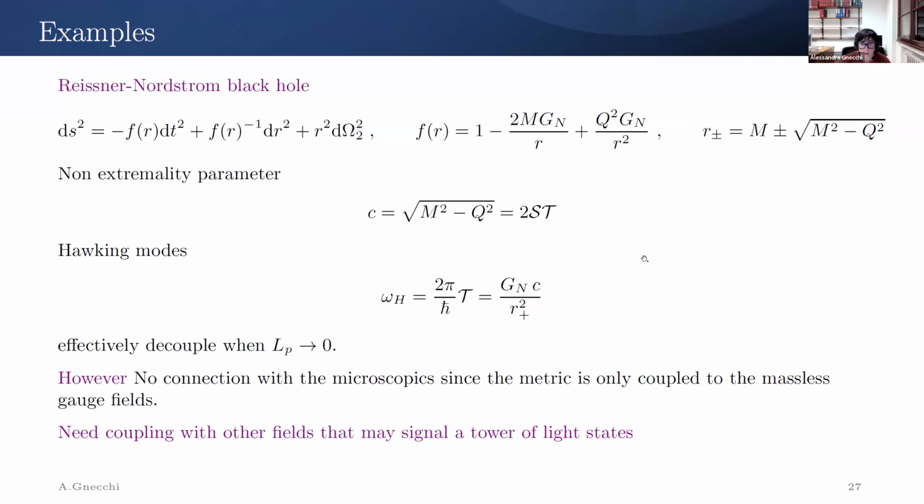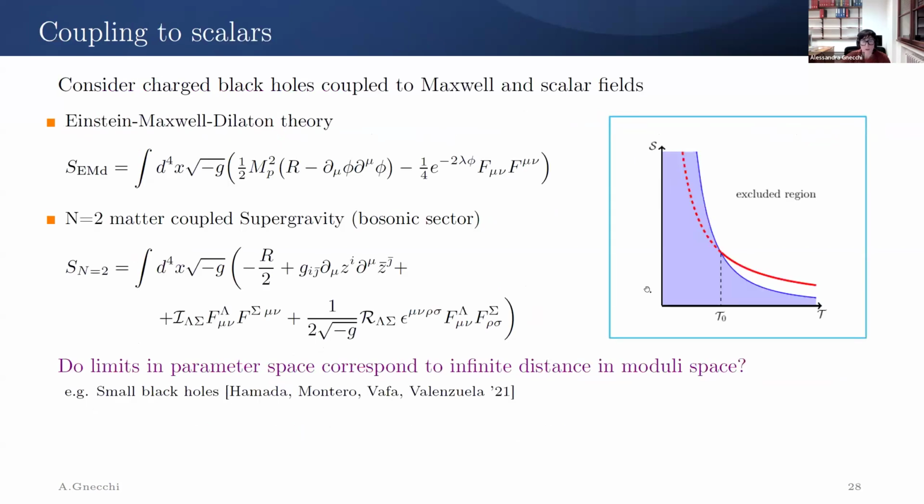n equal to 2 black holes. The thermodynamics is very similar to the one of Reissner-Nordström, except that now quantities will be dressed with certain parameters that come from the coupling of the scalar field. Let me give you one simple example, which is the case of Einstein-Maxwell-Dilaton, where you just have one field, but this is just one case of the n equal to 2 matter coupled supergravity. So let's just stick to one field.